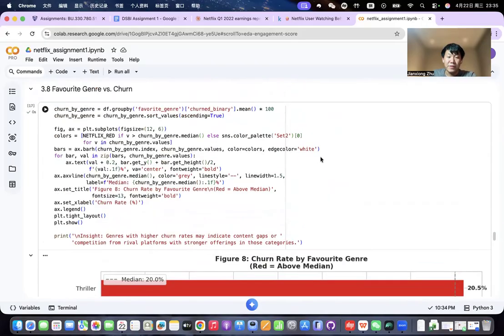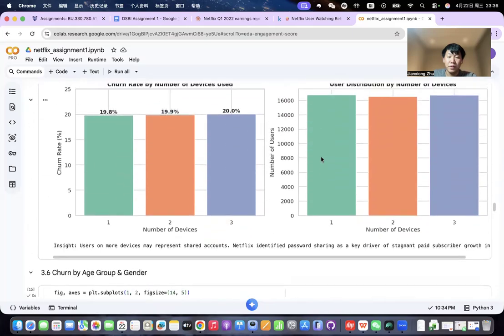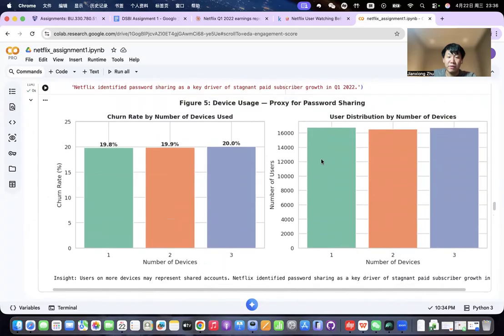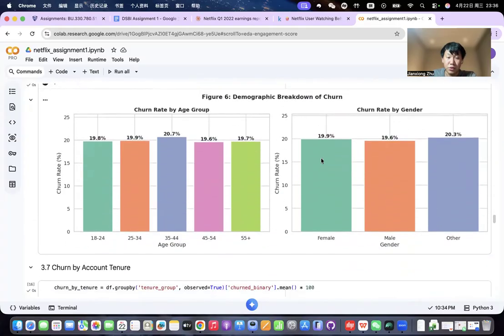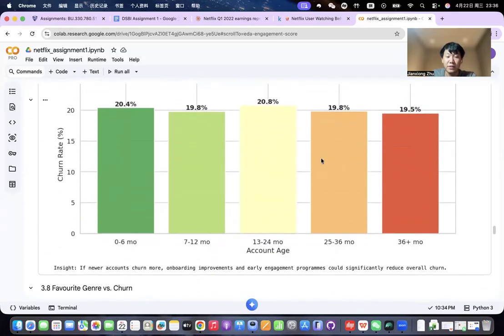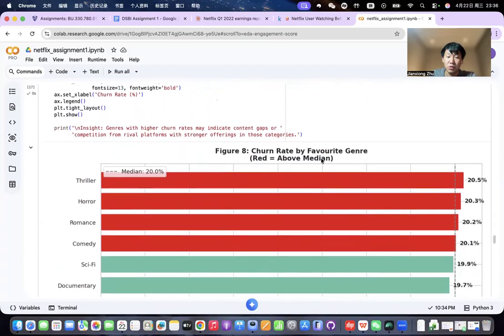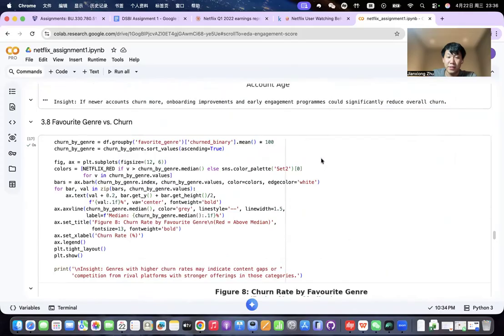Figures 5, 6, 7, and 8 are segment analyses. They examine churn across device use, demographics, account tenure, and genre. The key pattern is that users on 3 devices churn marginally more, at 20% versus 19.8 for single device users. The 35 to 44 age group had the highest churn rate at 20.7. Long-tenure users of 33 plus months churn least at 19.5 versus 20.4 for users in their first months. And by genre, thriller fans churned most at 20.5, while action fans churned least.